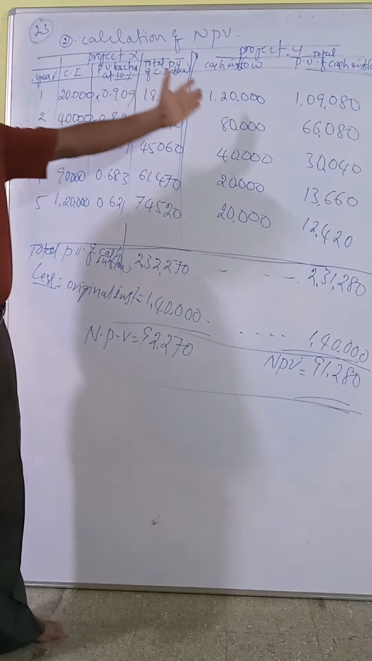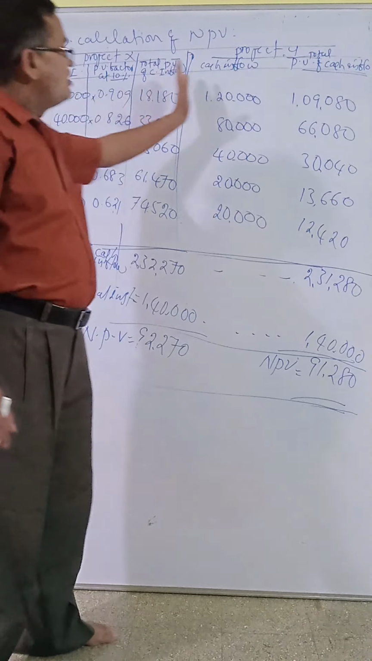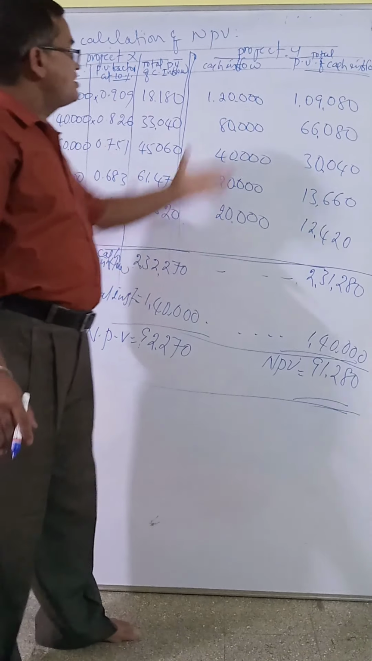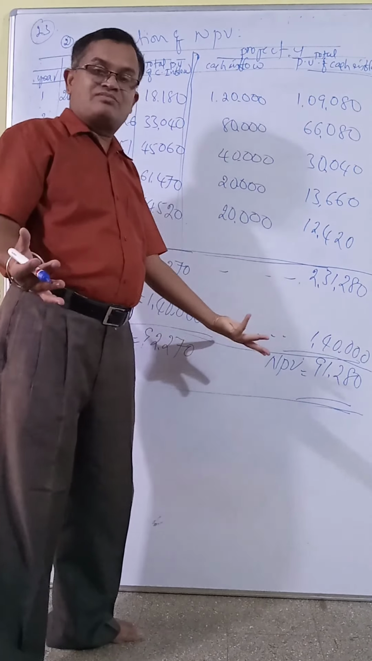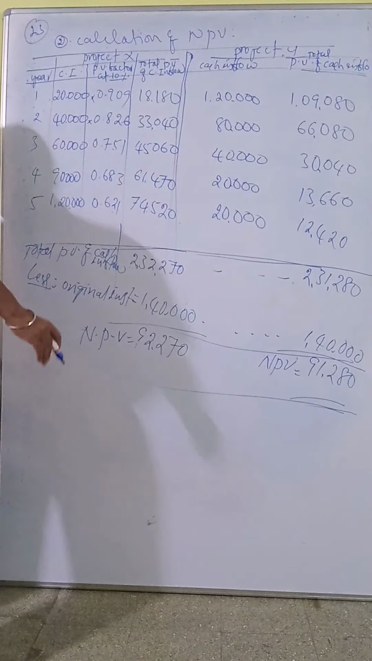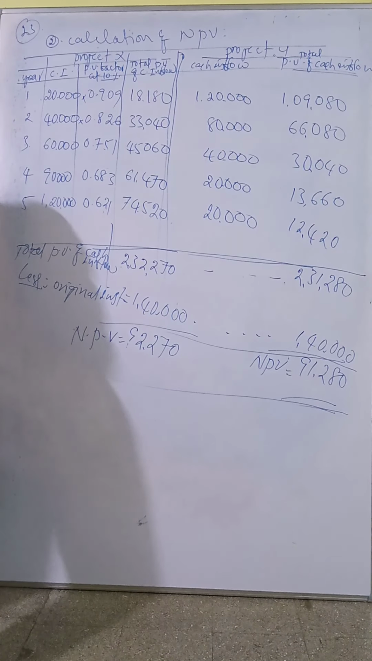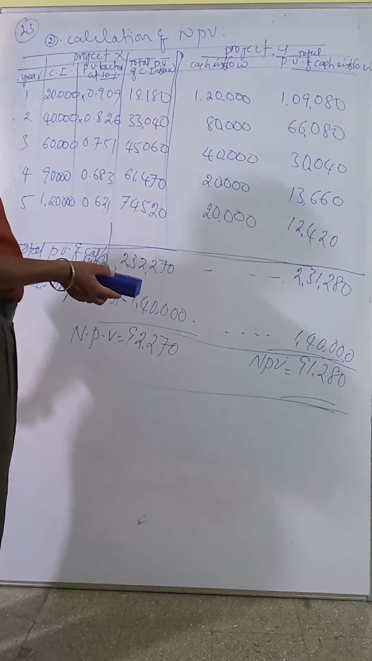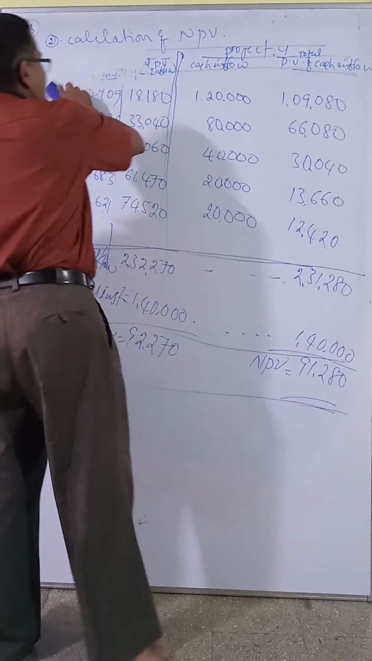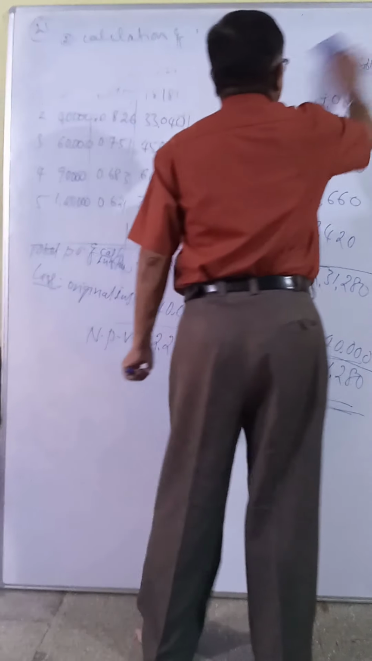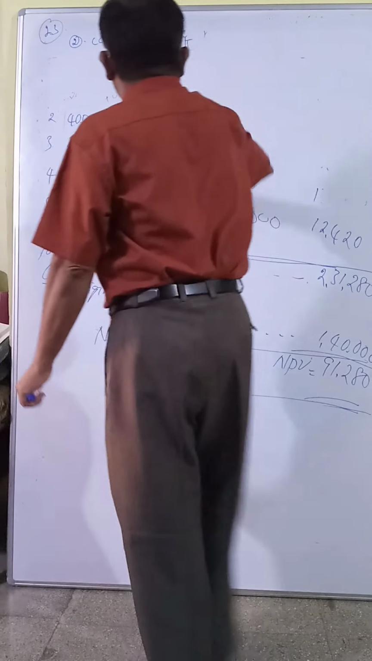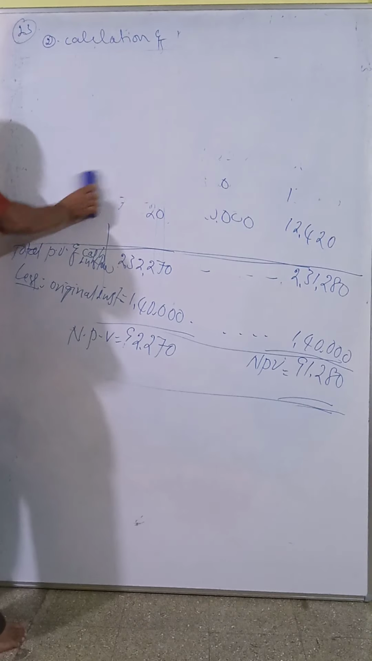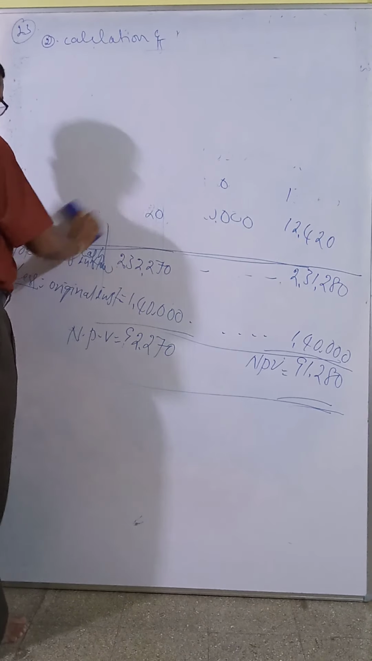You can do it separately also, no problem. Again, you write year, cash inflow, discount factor, then multiply cash inflow by discount factor, you get the same. Or you can save time. This is called the second method for the calculation of NPV. Next, the last method is the calculation of accounting rate of return method, or average rate of return method.